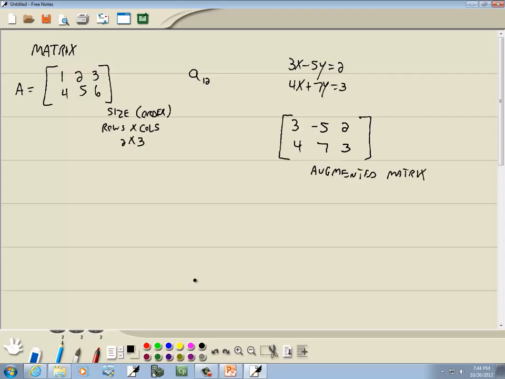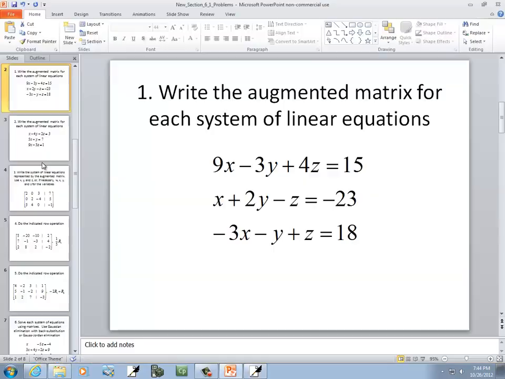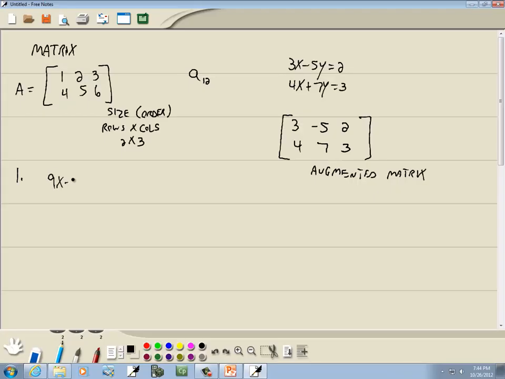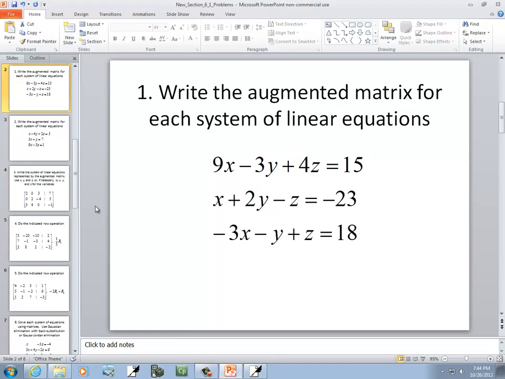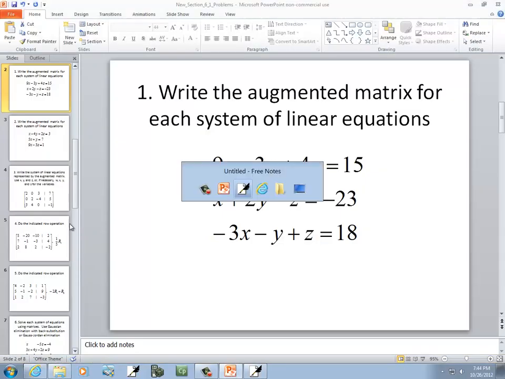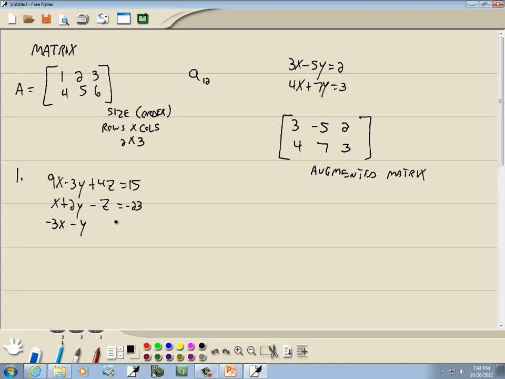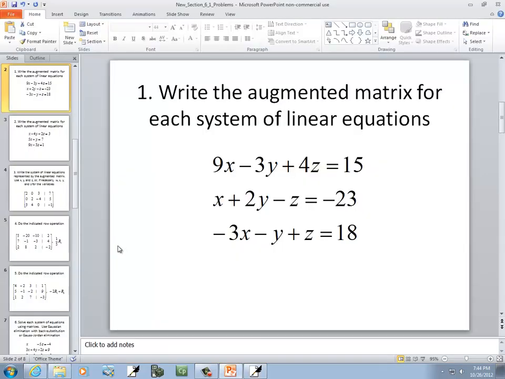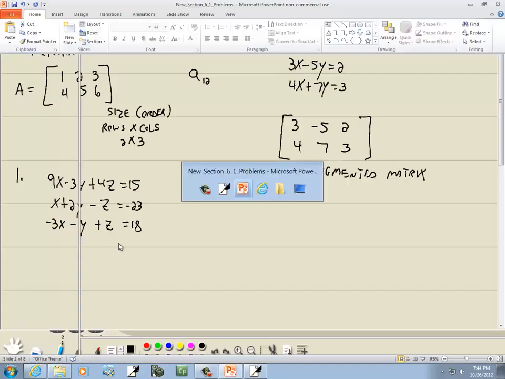So let's take a look at the first one. We have 9x minus 3y plus 4z equals 15. x plus 2y minus z is equal to -23. Negative 3x minus y plus z is equal to 18. I'm just double checking all my signs.